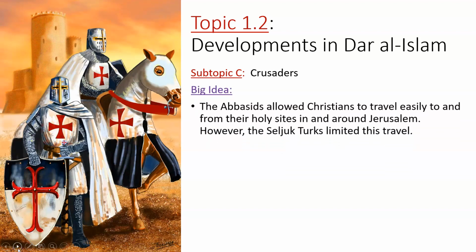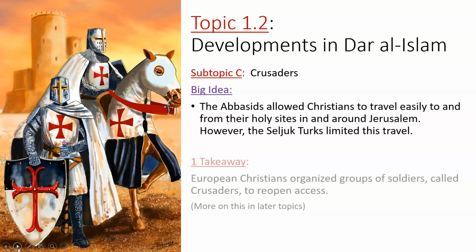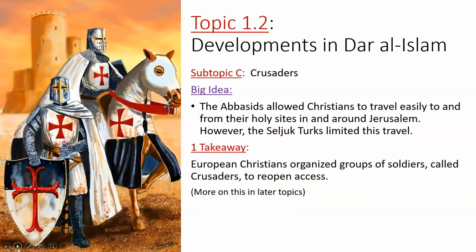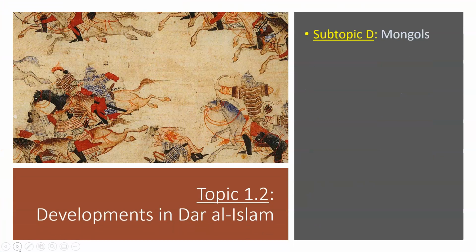Subtopic C, Crusaders. The Abbasids allowed Christians to travel easily to and from their holy sites in and around Jerusalem. However, the Seljuk Turks limited this travel. I got one takeaway. European Christians organized groups of soldiers called Crusaders to reopen access. Now, because we're focusing on Dar-al-Islam in this topic, we're just glossing over the Crusaders here, but we're going to be talking about them a lot more later on.